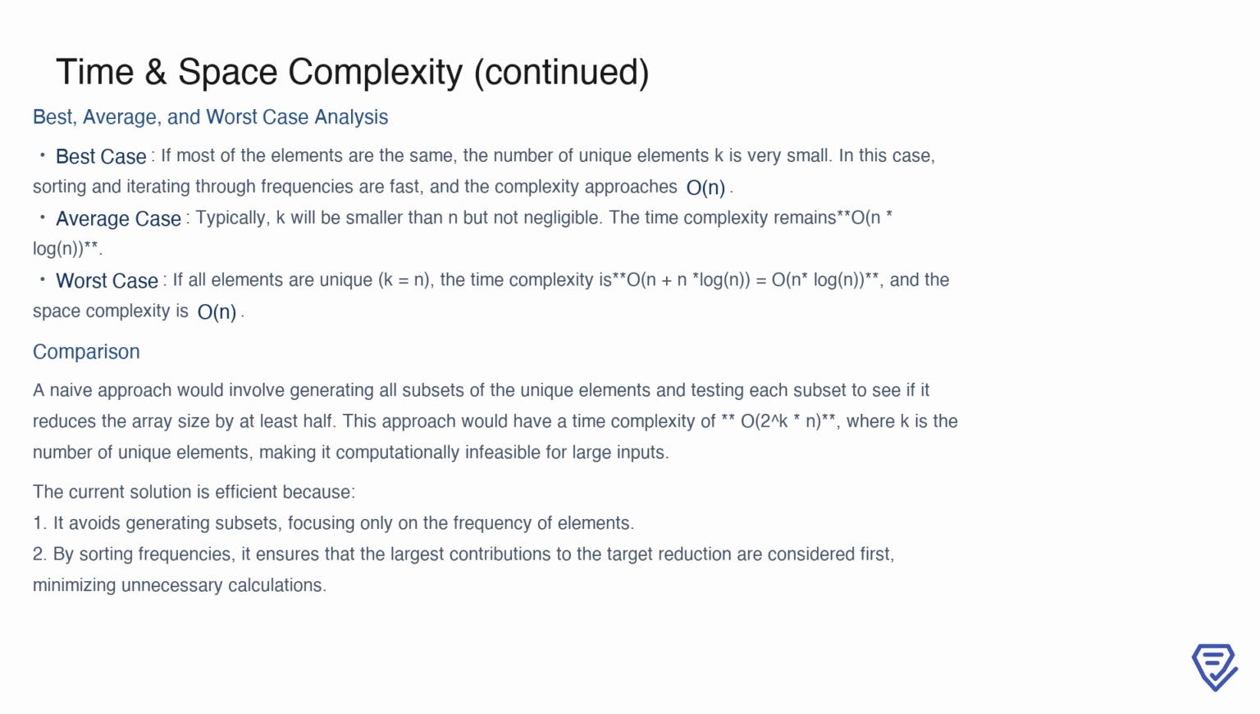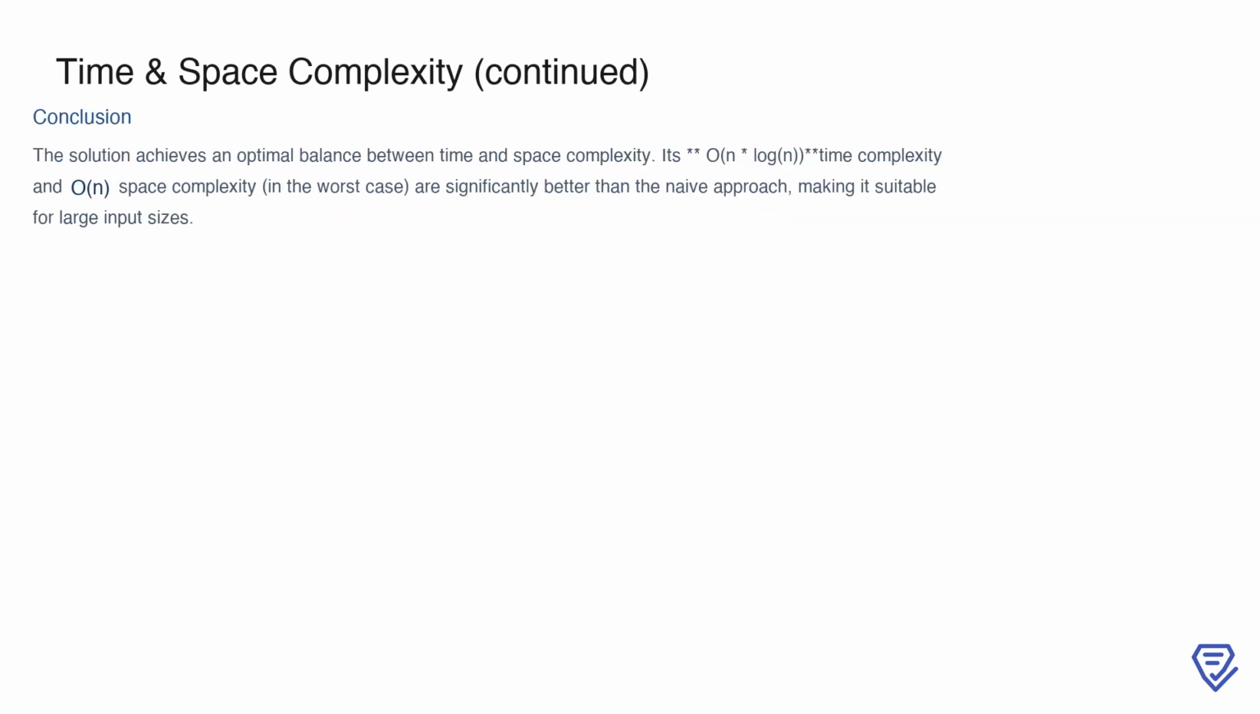Our solution avoids this by focusing on frequencies and sorting, ensuring that we handle the largest contributions to the reduction first. This makes the approach both efficient and practical. In conclusion, this solution strikes an excellent balance between time and space efficiency. With a time complexity of O(n log n) and a space complexity of O(n) in the worst case, it is well suited for handling large inputs.